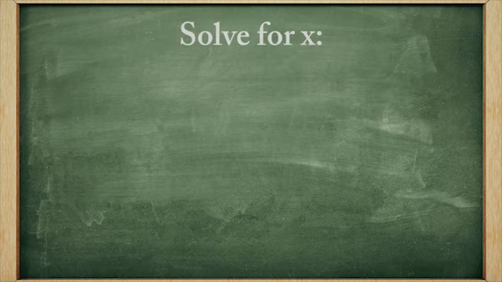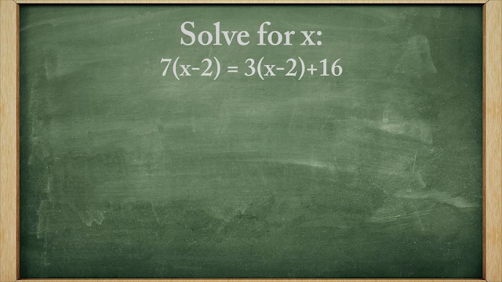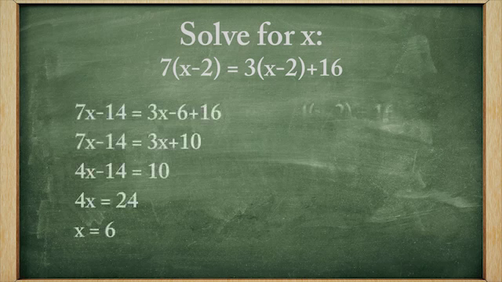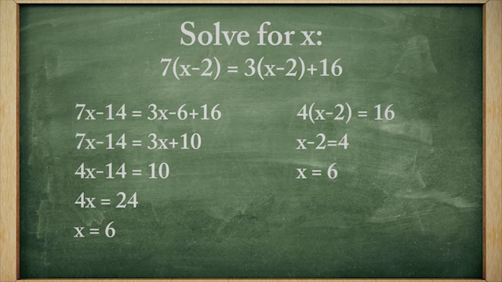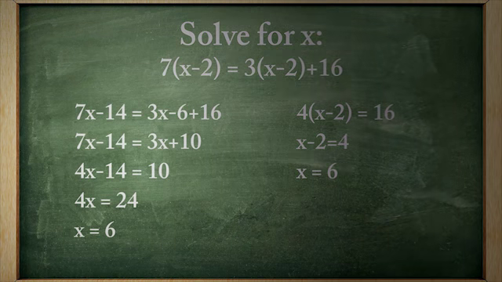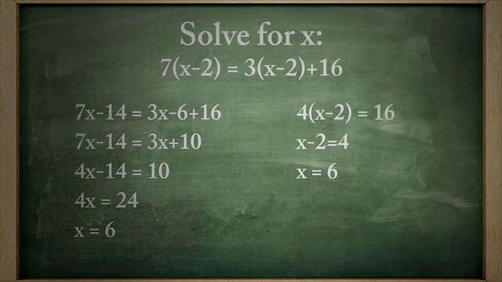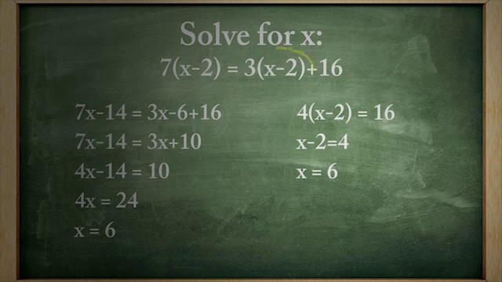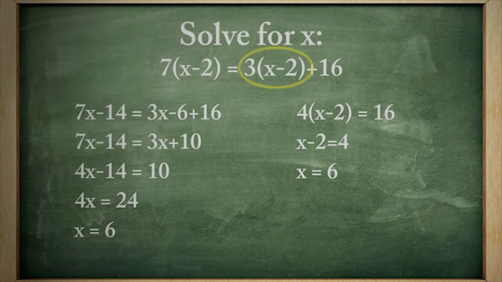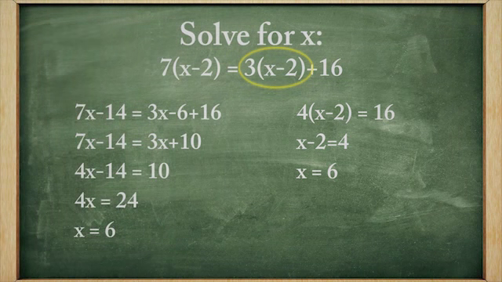For example, the equation on the screen is solved in 2 different ways. By comparing these examples, students can recognize that the conventional solution on the left side, using the distributive property as the first step, is not as efficient as the right side strategy that efficiently subtracts out an entire 3 quantity x minus 2 term from both sides.